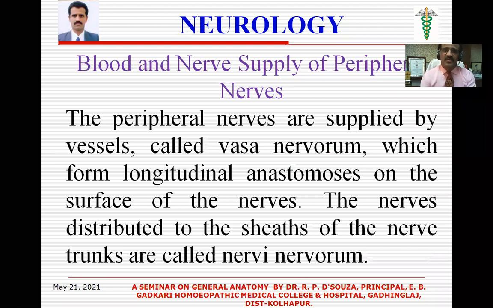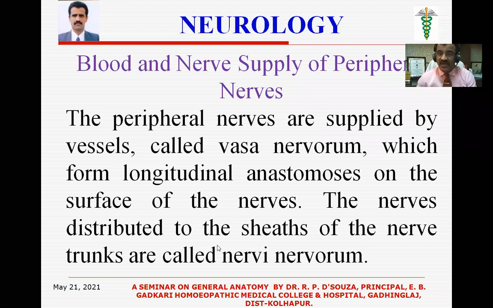Now we'll go to another topic, that is blood and nerve supply of peripheral nerves. Peripheral nerves are supplied by vessels called vasa nervorum. Vasa means vessel, and nervorum means vessels which supply the nerves, which form longitudinal anastomosis on the surface of the nerves. The nerves distributed to the sheaths of the nerve trunks are called nervi nervorum.